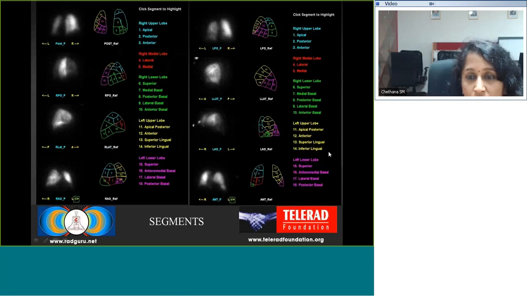This particular slide demonstrates the pictorial or diagrammatic representation of the various segments of the lung and their corresponding views. These are of the right lung and these are of the left lung. Each lobe's segments are depicted in different colors.